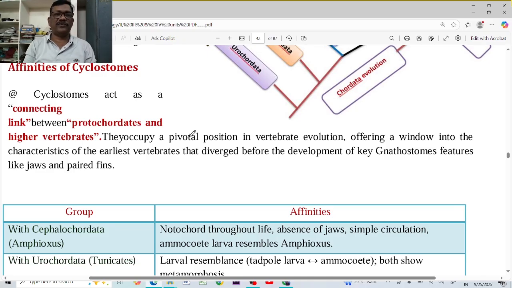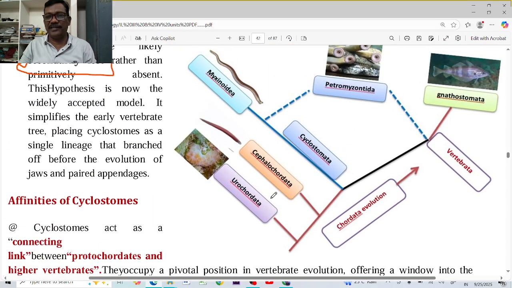Affinities of cyclostomes we will discuss. These cyclostomata, once we will see the phylogenetic tree. Here is the beautiful phylogenetic tree. First, the urochordates were evolved from the hemichordates and the echinoderms. But later the cephalochordates were evolved. This is a clade. This is called the same line or clade. If you separate this urochordate and cephalochordate, that will become a cladogenetic tree.